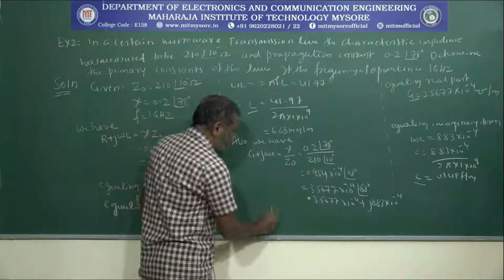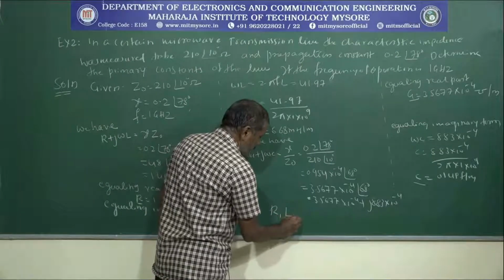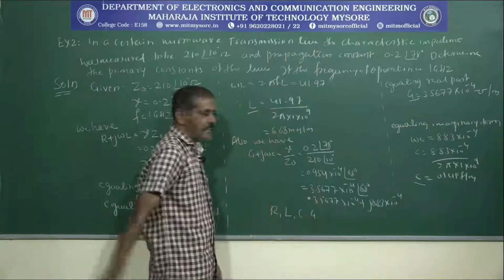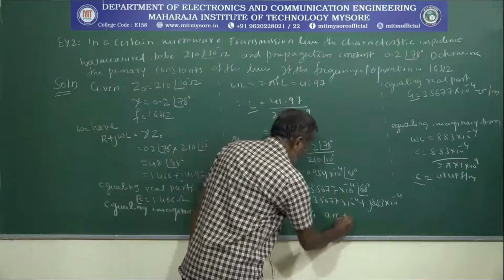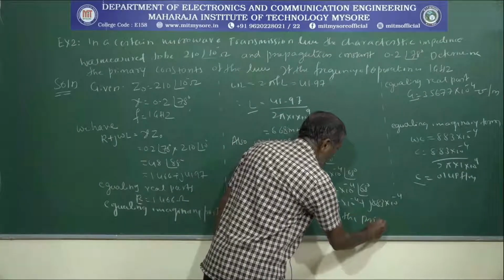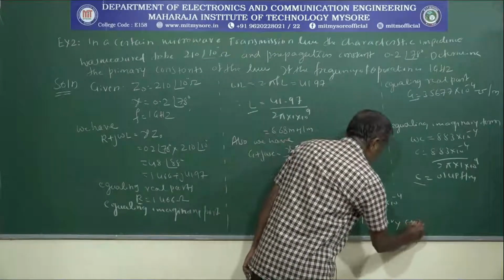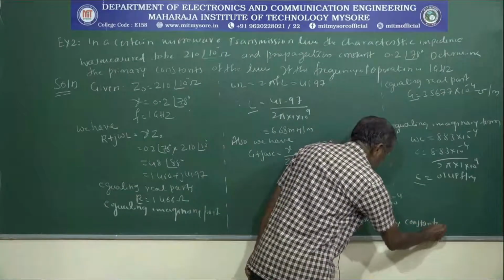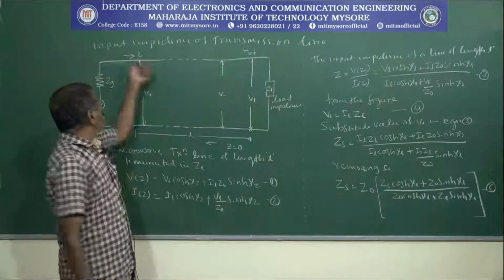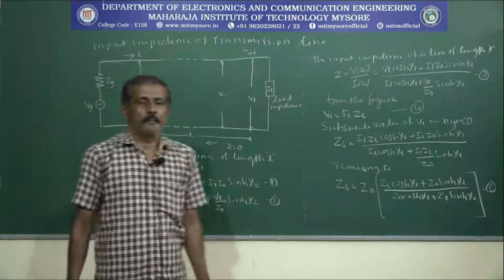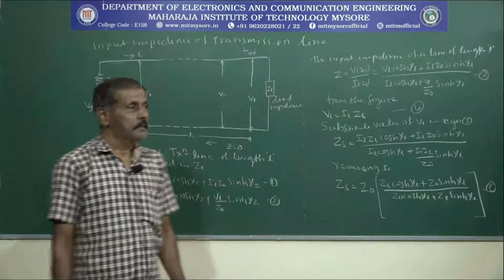Therefore, this R, L, C and G are the primary constants. So, let us consider the input impedance of a transmission line.